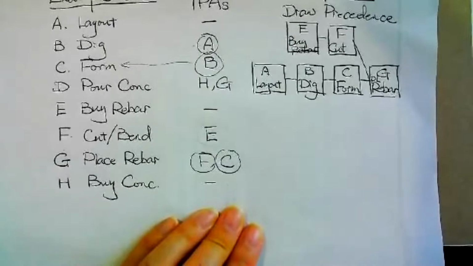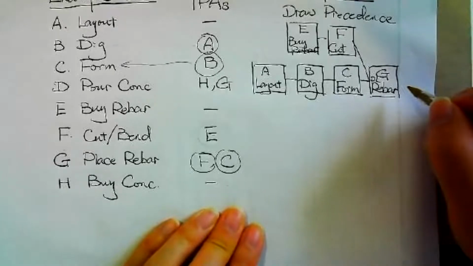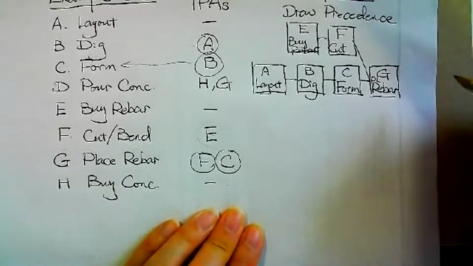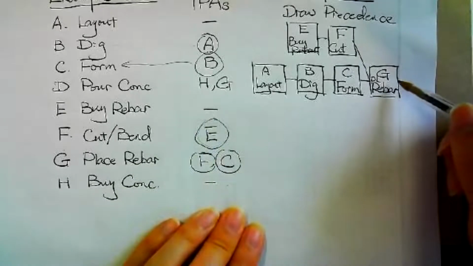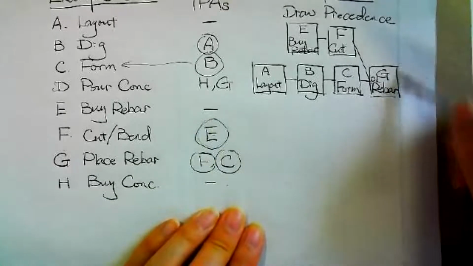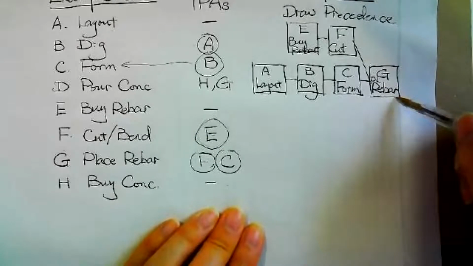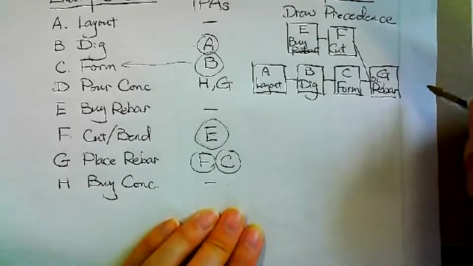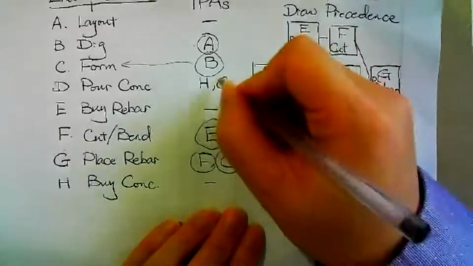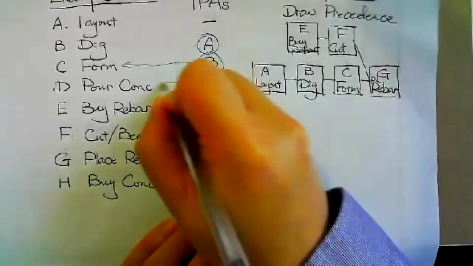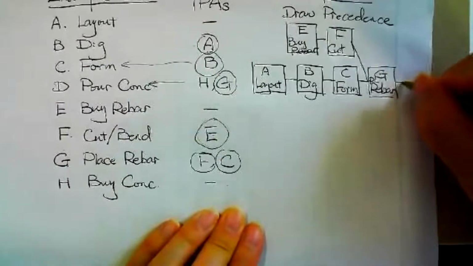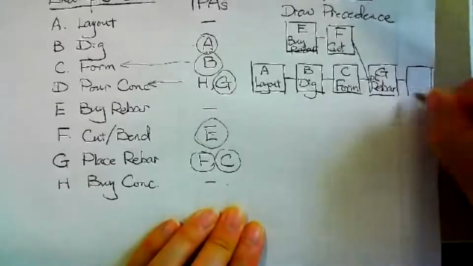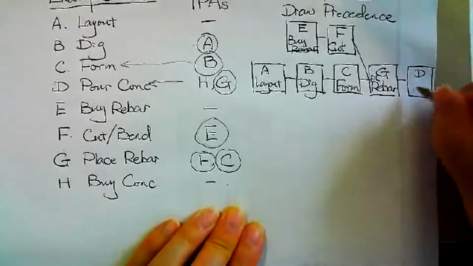Okay. And then, what is after G? Right now, the ending point of our diagram is G. What is after G based upon the table? Very good. G is over here. Look at which activity is D. So D is after G. D is pour concrete.